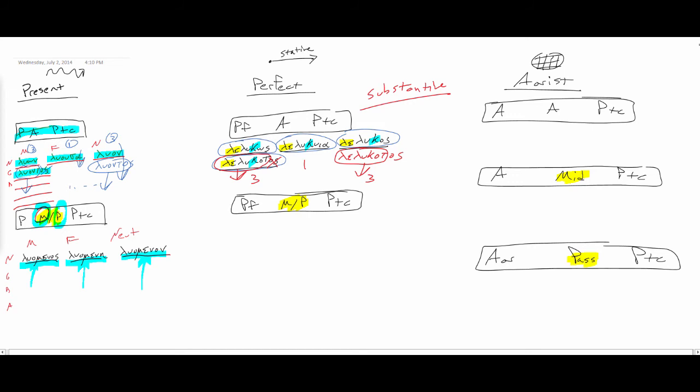Now, the perfect middle passive participle. Remind ourselves here we have shared middle passive forms.